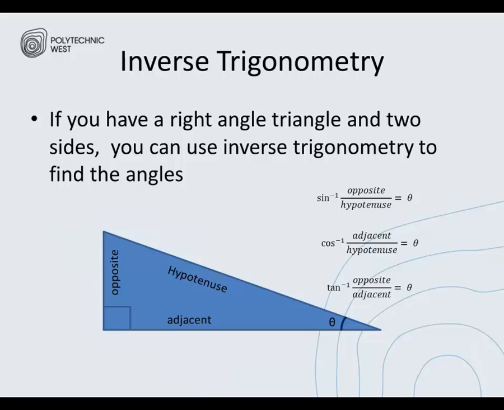In summary, if you have a right angle triangle and two of the sides, you can use inverse trigonometry to find the angles.